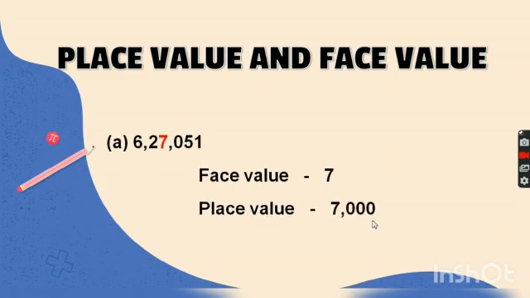7,000. 7 is in the thousands place, so 7,000. The place value of 7 is 7,000. Face value of 7 is 7. All of them understood, children?